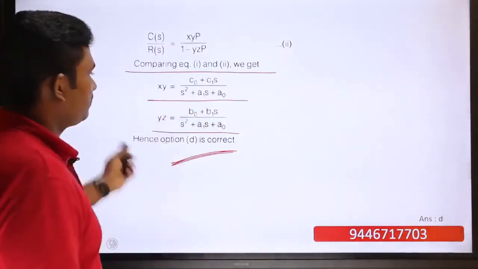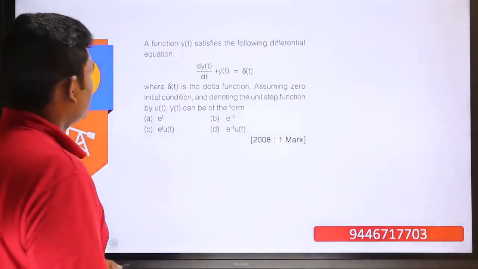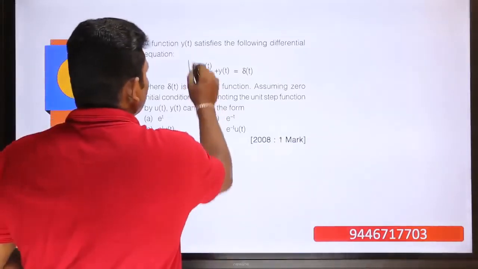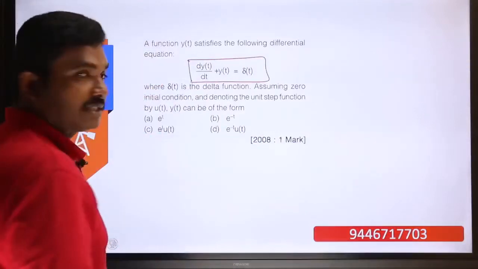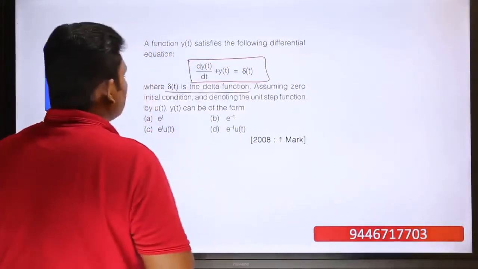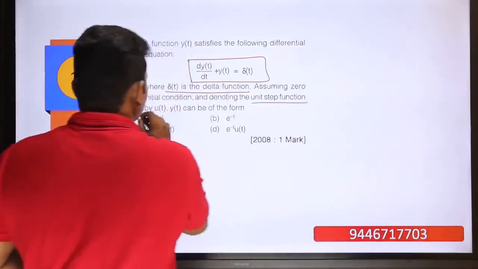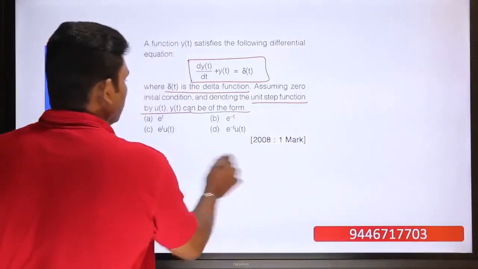So for this question we will go with the answer D. Now question number 16. A function y of t satisfies the following equation: dy/dt of y of t plus y of t is equal to delta of t, where delta of t is the delta function. Assuming zero initial conditions and denoting the unit step function by u of t, y of t can be of the form is the question.